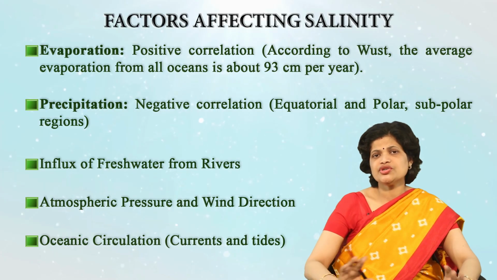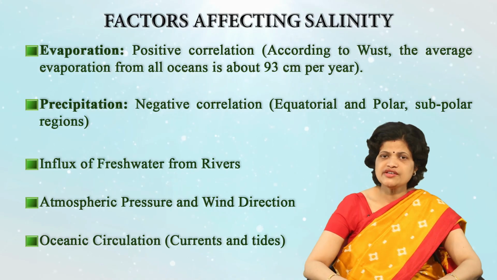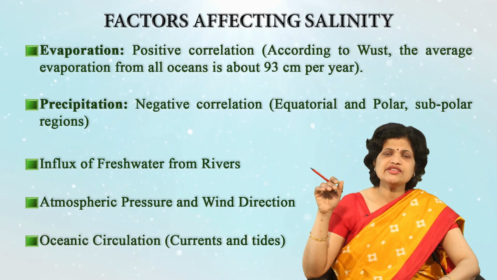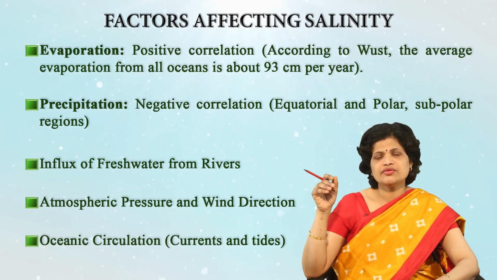Now, coming on to oceanic circulation in the form of currents and tides, just like the effect of winds, ocean currents and tides also affect the salinity of the oceans.